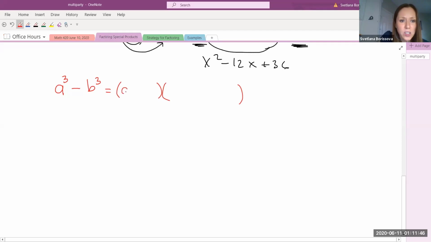The short parentheses will have just a and just b with the same sign as the original expression, so with minus, a minus b. And the second expression, the longer one, will have 3 terms. It will have a squared and then b squared on each end. And in the middle, it's going to be just their product, a times b. And the signs that you put here are plus and plus.